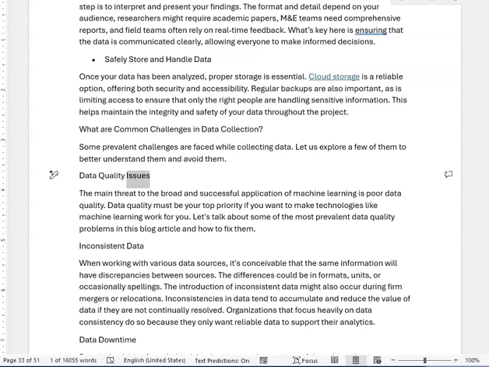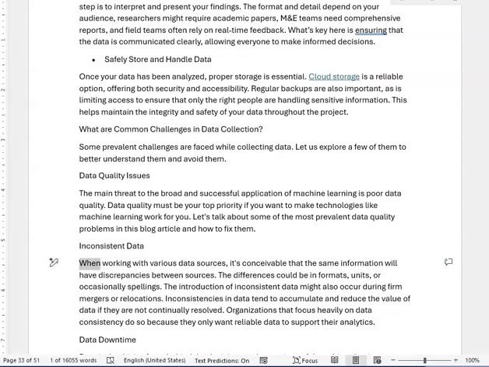Data quality issues. The main threat to the broad and successful application of machine learning is poor data quality. Data quality must be your top priority if you want to make technologies like machine learning work for you. Let's talk about some of the most prevalent data quality problems in this blog article and how to fix them.